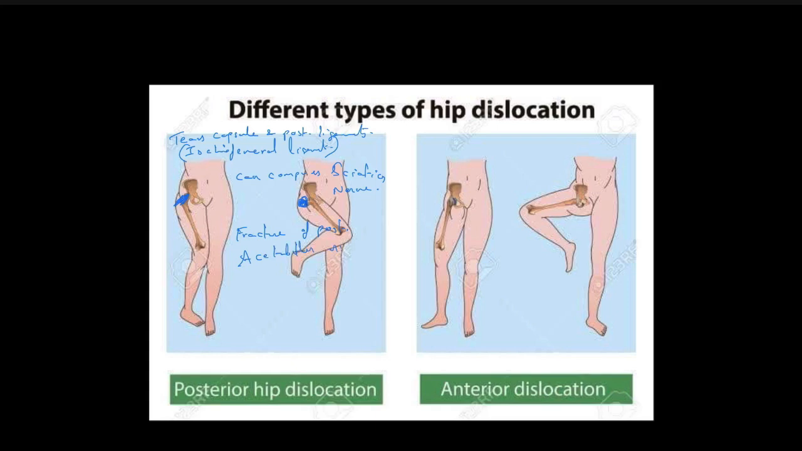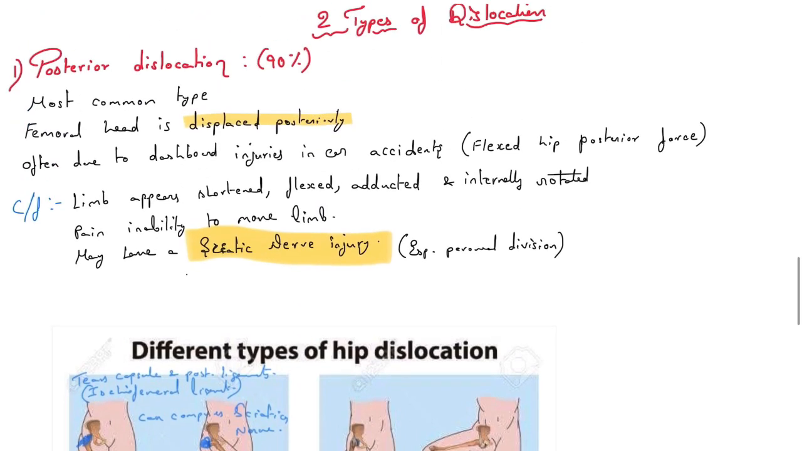If you are seeing this image, you can see here a flexed knee. Focus on this image: we can see flexed, adducted and internally rotated and shortened leg. If you are seeing all of this, then we have to think about posterior dislocation. This mostly happens because of dashboard injuries and car accidents.